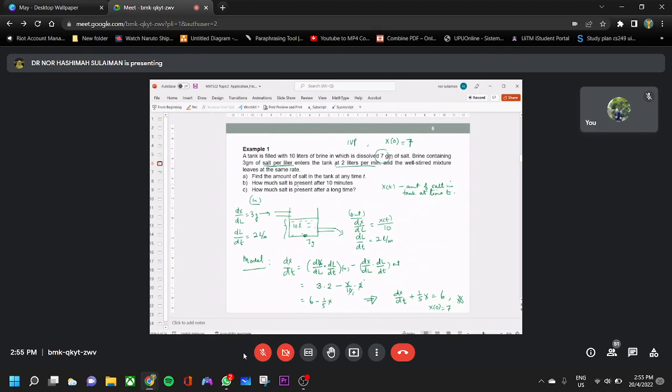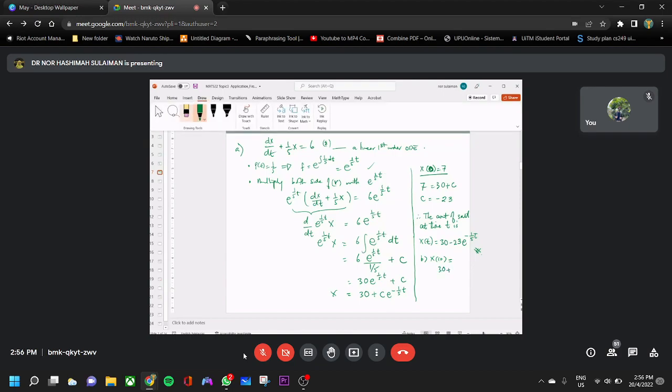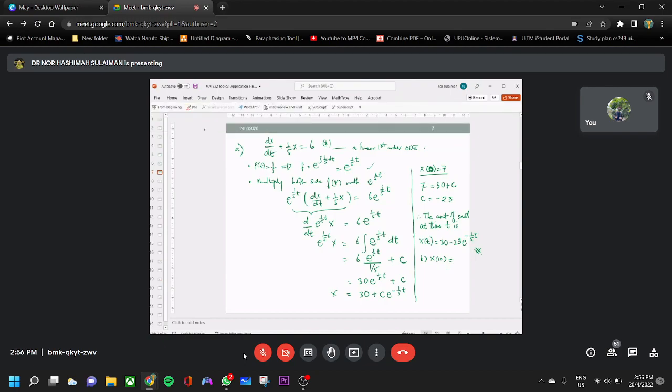Okay, B: how much salt is present after 10 minutes? The previous one was A. For B, salt after 10 minutes, t equals 10. Just plug in: 30 minus 23 e to the power of negative 1 over 5 times 10, right? You replace the t. So what do you get? How much do you get?